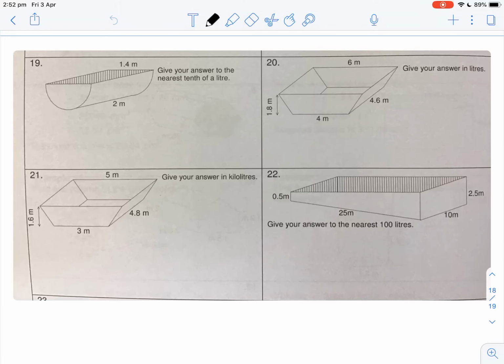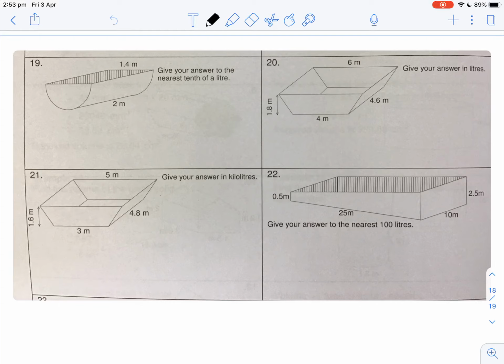Okay, so a couple more calculations on capacity. Remembering that capacity is just a measure of the amount of liquid or gas that something can hold. If your original measurements are in centimetres, then your answer is also in millilitres. If you originally measure in metres, then your volume would be in metres to the power of 3, and each metre to the power of 3 would be equal to 1,000 litres.